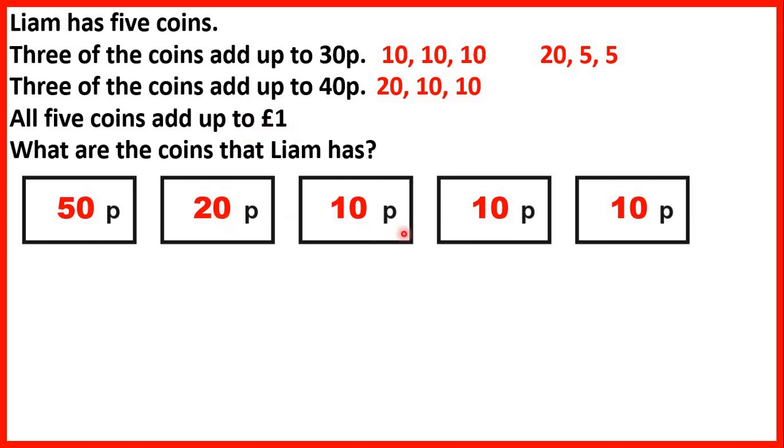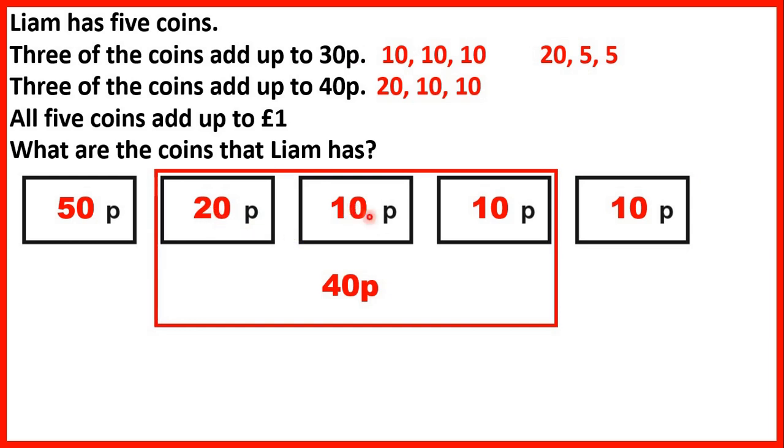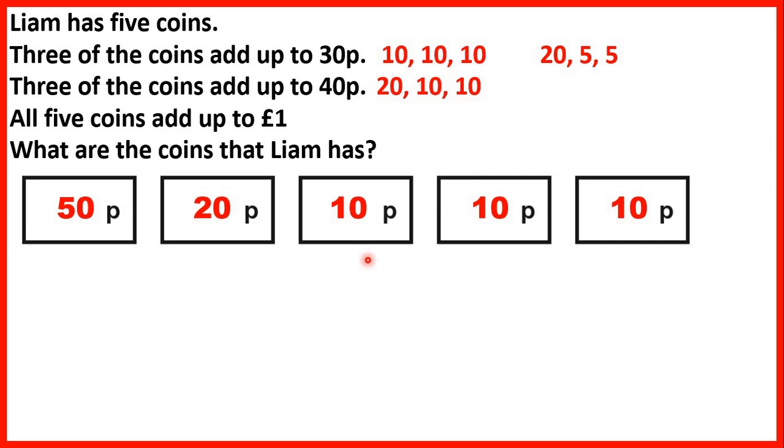Now let's look at these numbers and see if they fit the rules that we've been given. We can see that 3 of the coins, these 3 coins here, add up to 30p, and we can see that these 3 coins here add up to 40p, so we have our answer.